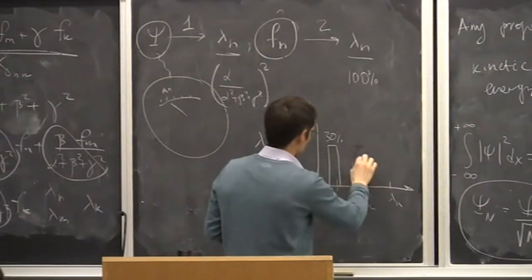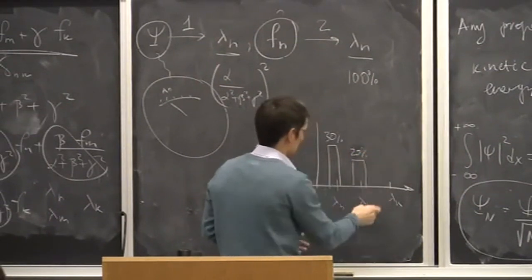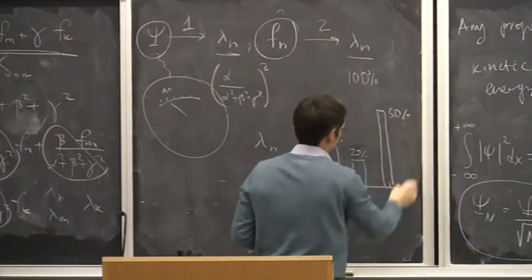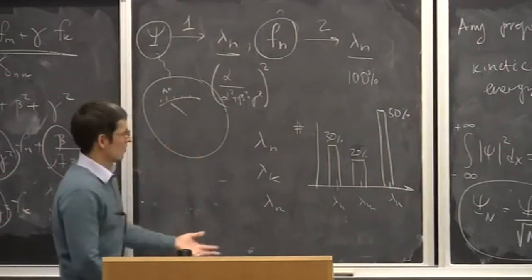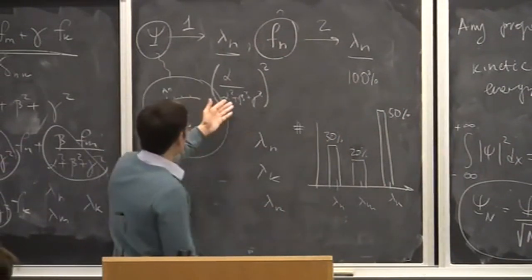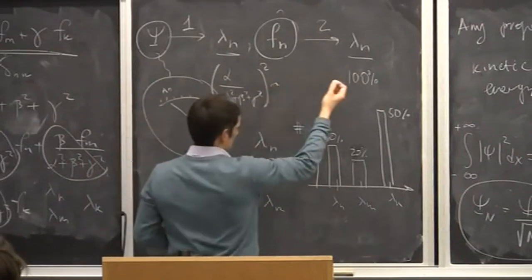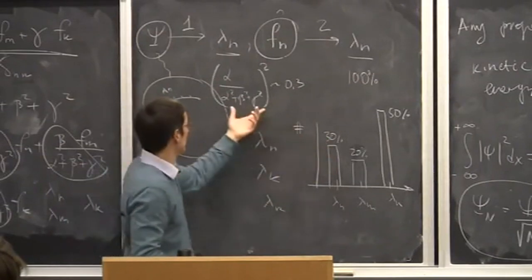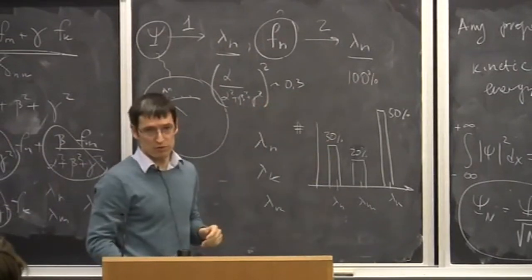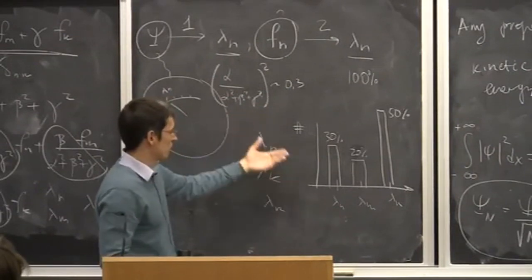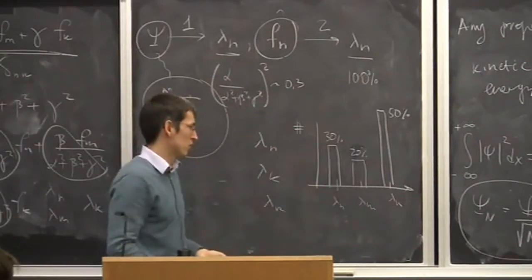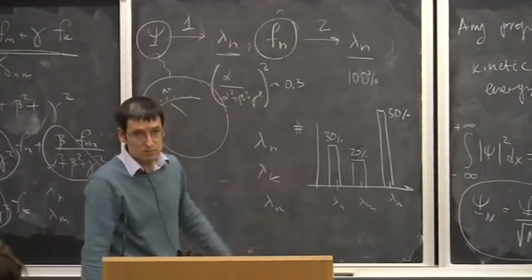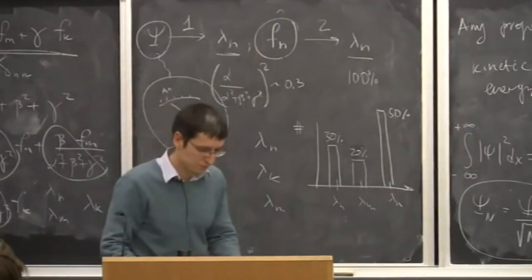Say, let's make it 20% lambda m and 50% lambda k, right? So what this histogram would mean is that this number should be about 0.3. To have 30%, the probability should be 0.3, right? So if this number is 0.3 and then we measure in experiment and we get 30% of the cases lambda n, that means our predictions are correct. That's how we check ourselves.